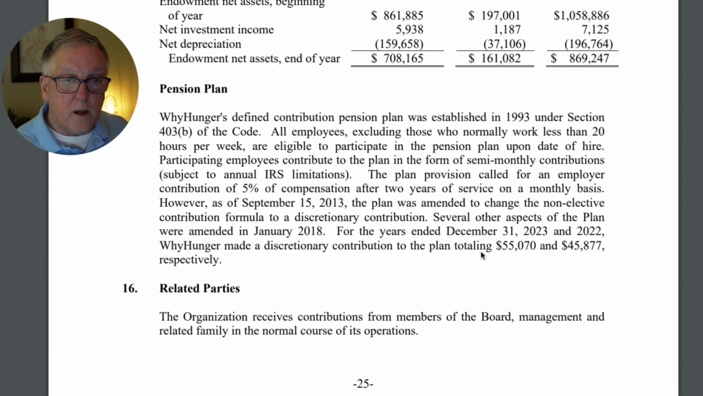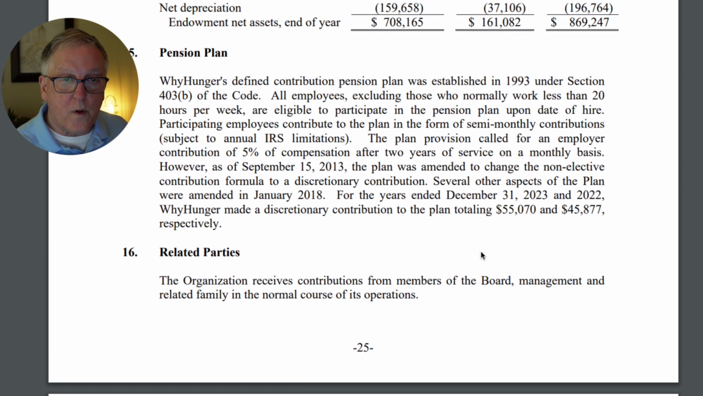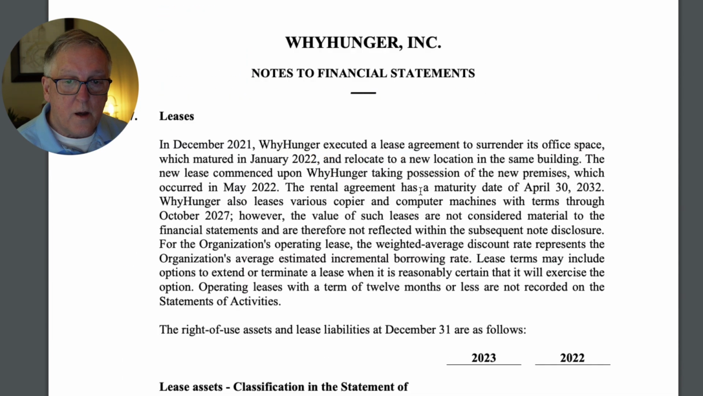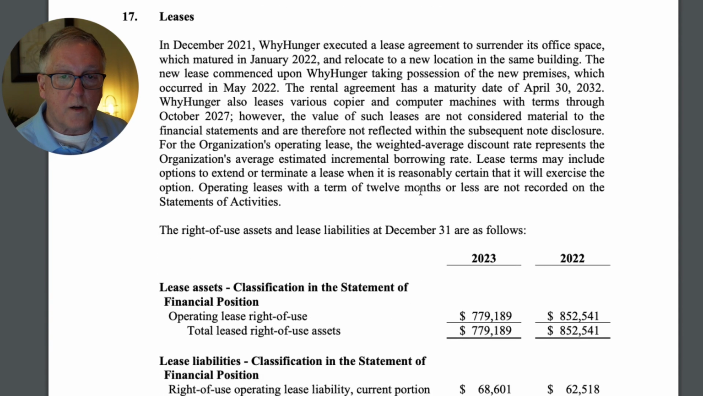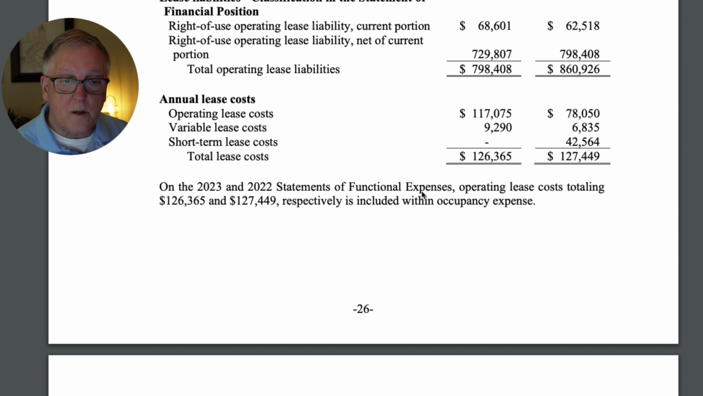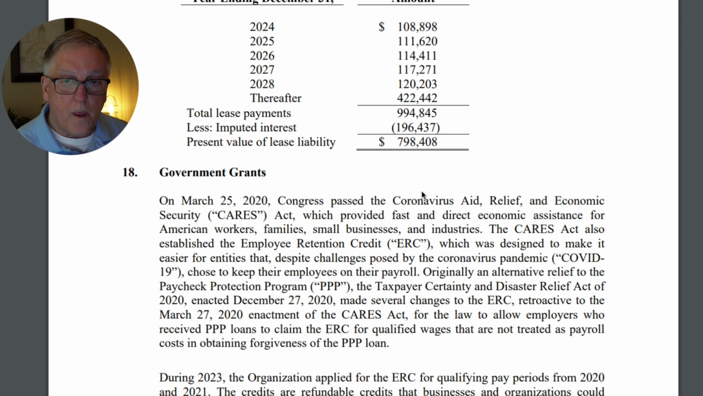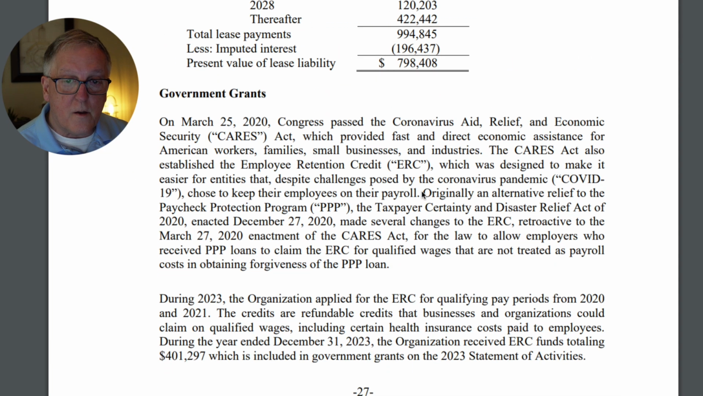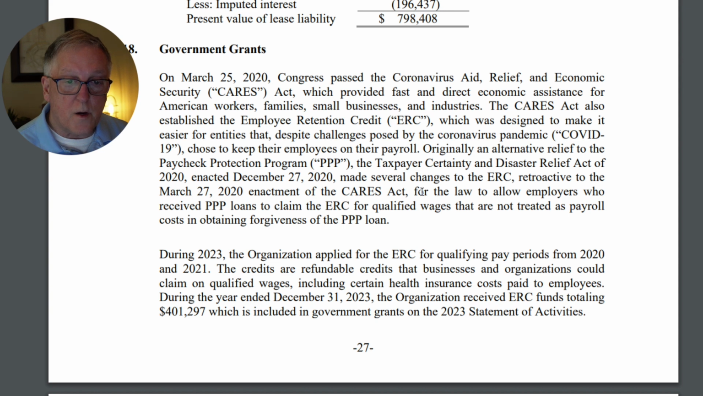Then finally, they're telling us about the pension plan for the nonprofit employees, and then they give us information about the leases, the right of use asset, and the lease liabilities. Okay, and then finally, they're telling us about the government grants.